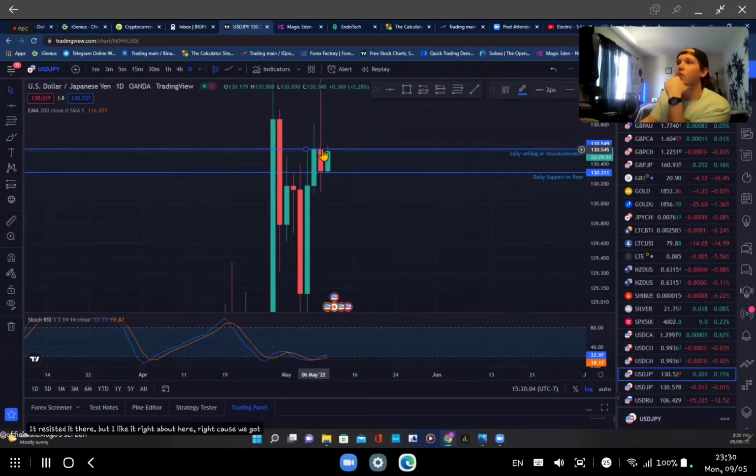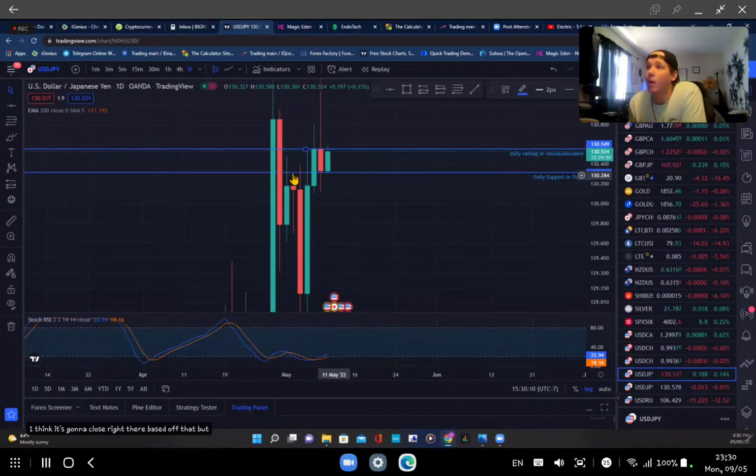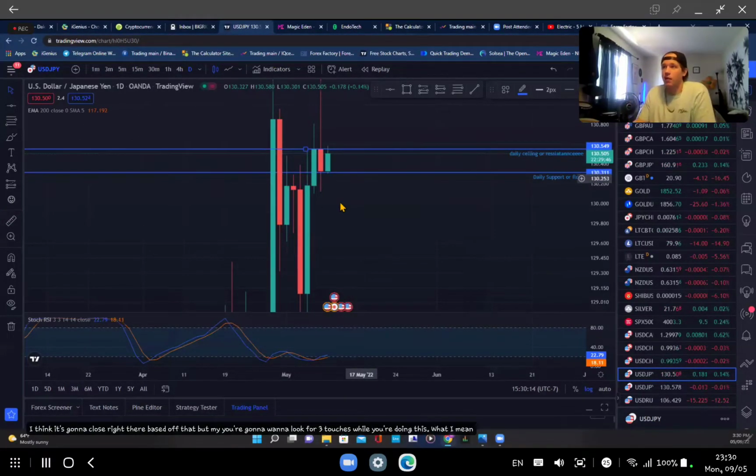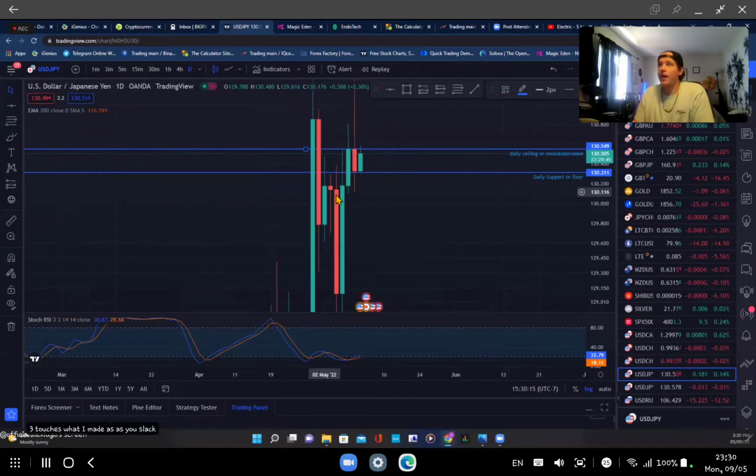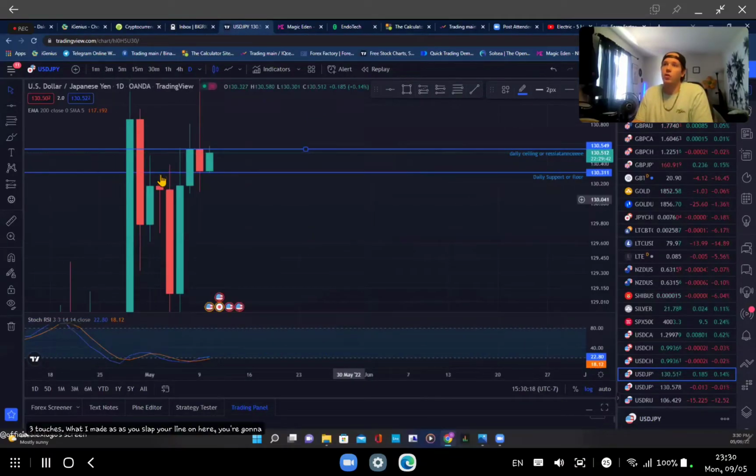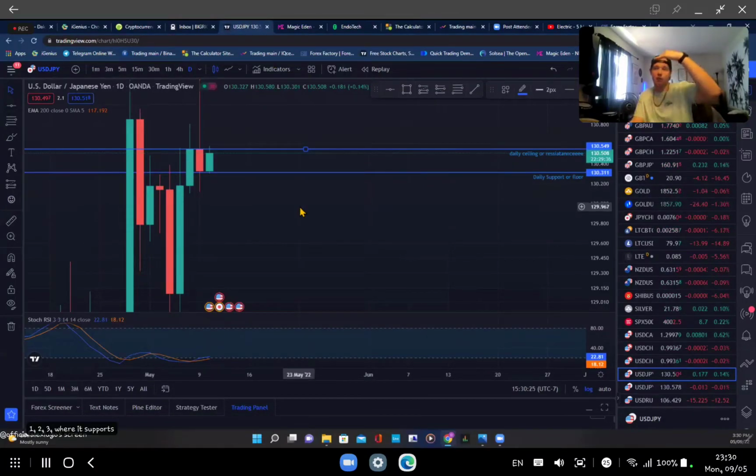Right. Because we got 1, 2, 3 touches. Then when this body closes, I think it's going to close right there based off that. But you're going to want to look for 3 touches while you're doing this. When I mean 3 touches, what I mean is as you slap your line on here, you're going to want 1, 2, 3 touches, right? You slap your line on here, 1, 2, 3, where it supported it or where it resisted it.